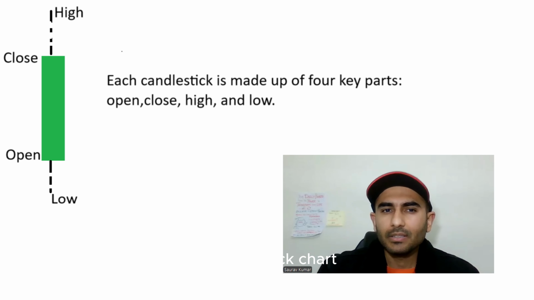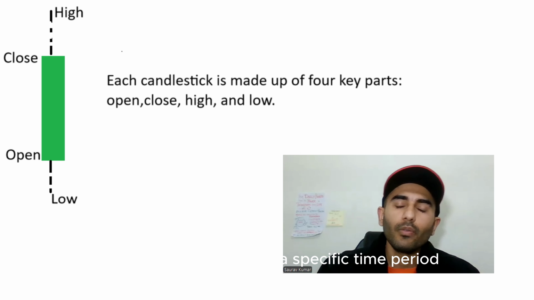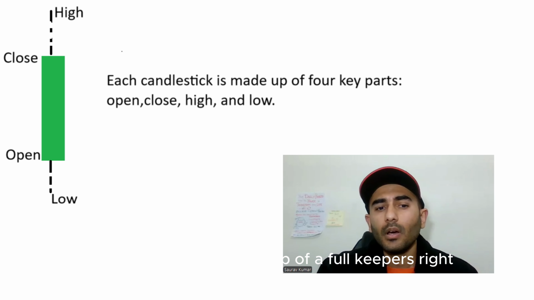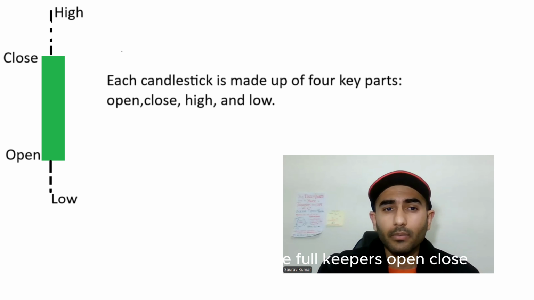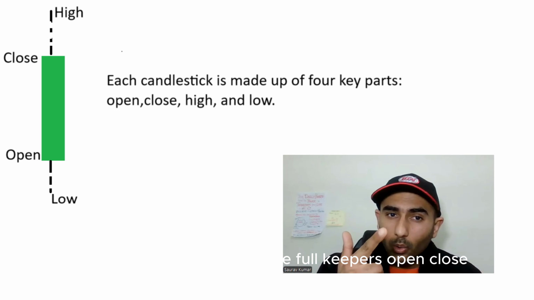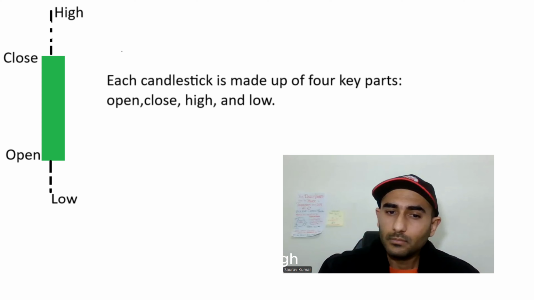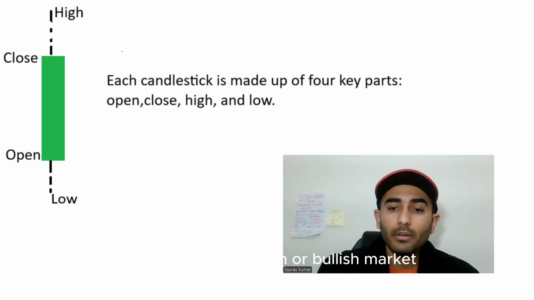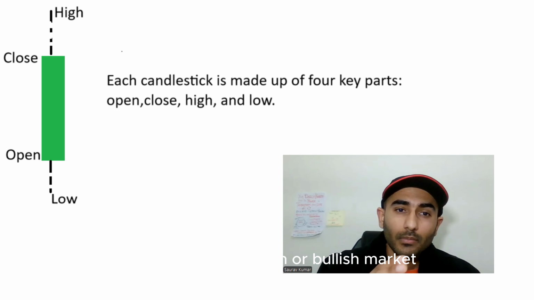A candlestick chart shows price movement over a specific time period. Each candlestick is made up of four key parts: open, close, low, and high. When the price closes higher than it opened, we get a green or bullish candle. The opposite is bearish, which we call the red candle.